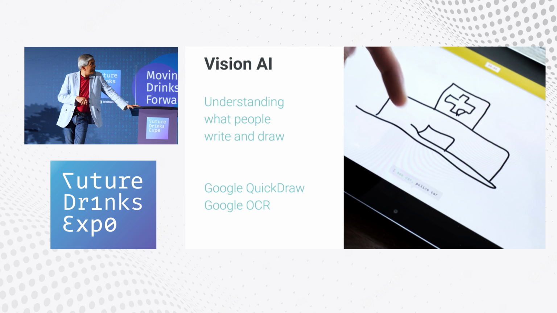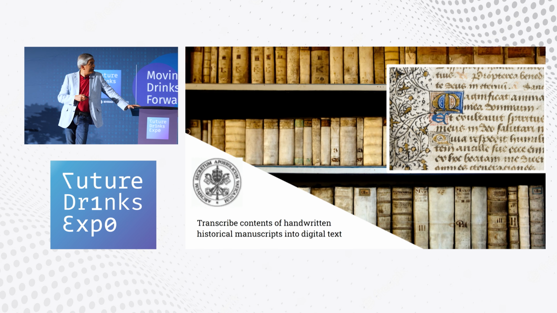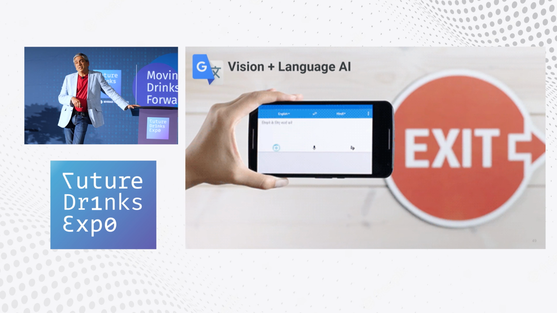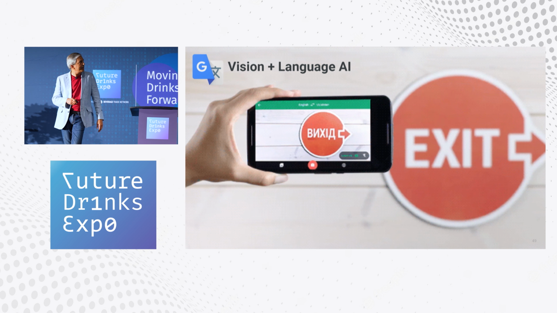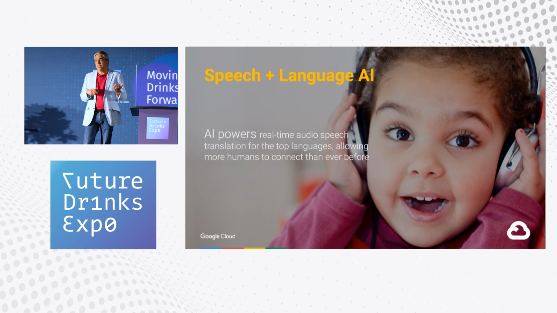We can understand what people write and sketch and draw or handwriting. We can recognize sort of weird scripts like that as well. We can combine these. So translation combines the visual capabilities with the language translation capabilities. We can combine speech with language. We can do real-time speech translation.